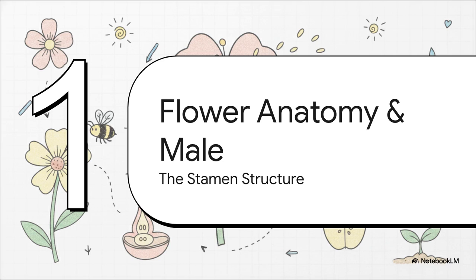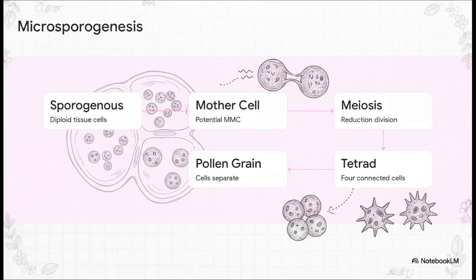Section 1. Flower anatomy and the male gamete. To really understand how plants reproduce, we absolutely have to start where it all begins, the flower. Specifically, we're looking at the male structural whorls, the stamen, right? That's the long filament with the anther sitting right at the top. So step 1 in creating the male gamete is a process called microsporangiogenesis. Track this flowchart with me.